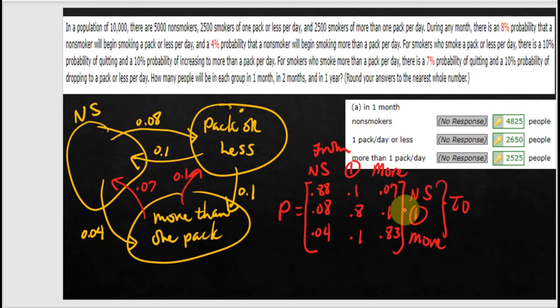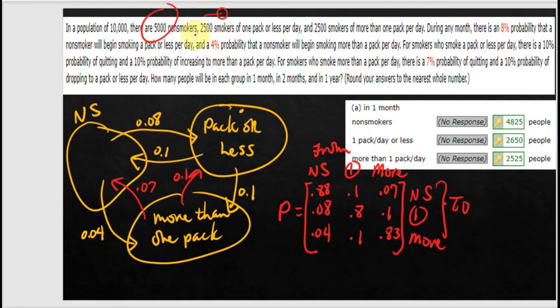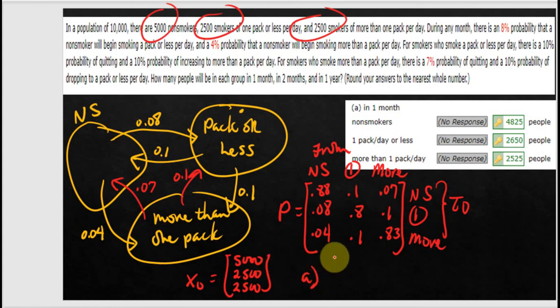Now the initial setup, well, they tell us directly, right? So we get the initial state. So we got 5,000 people. Of the 10,000 that's polled, 5,000 are non-smokers, 2,500 smoke a pack or less, and then 2,500 smoke more than one pack. So they want us to find part A, what happens within 1 month. So that's x sub 1.